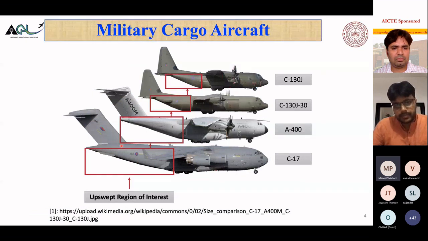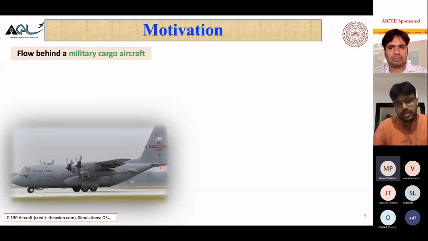So these are some of the other military cargo aircraft. So we have C-130J, and there is a modification to that, C-130J-30. Then there's A-400, C-17. All of them, you see, have a very large upsweep. Okay, so the upsweep angle is quite high in all of these aircraft. And this configuration is called upswept after body configuration.